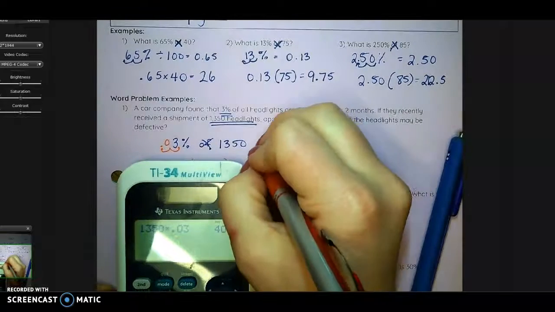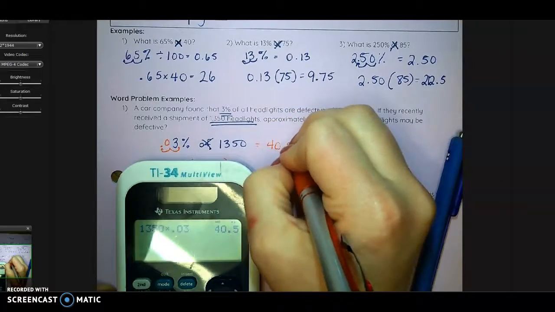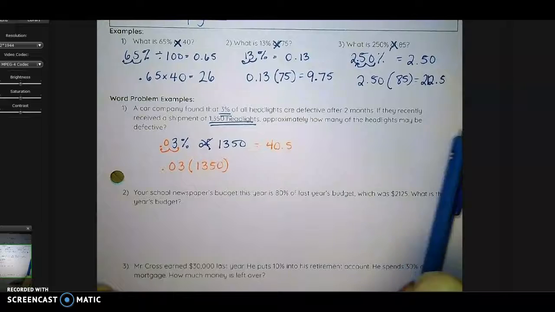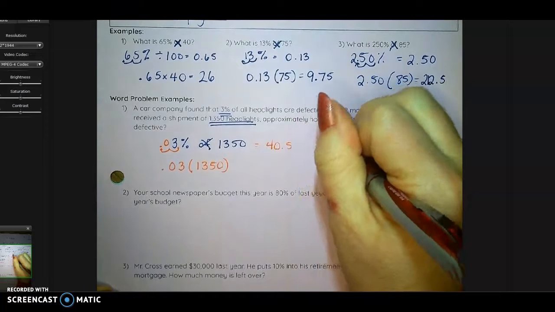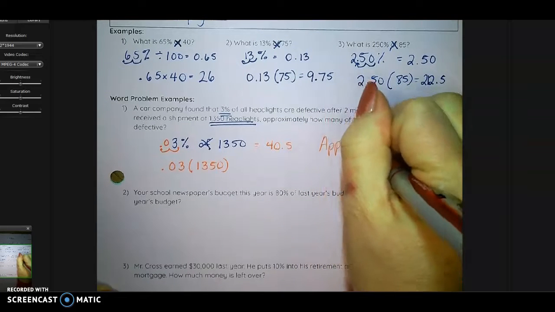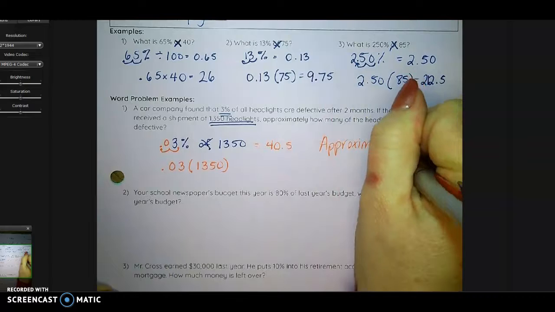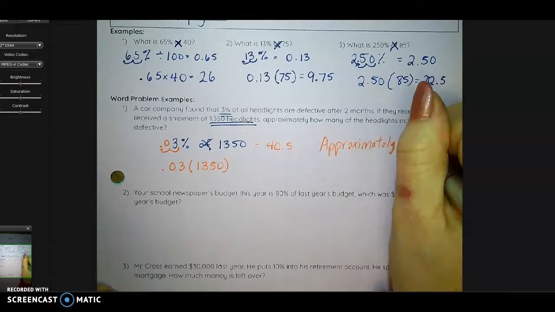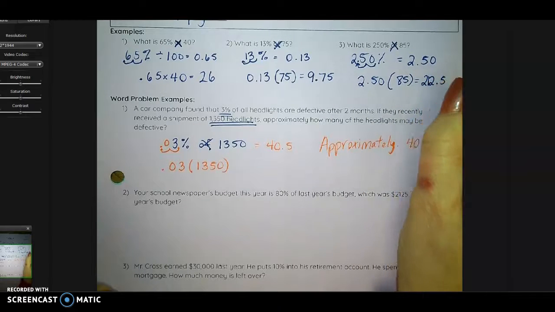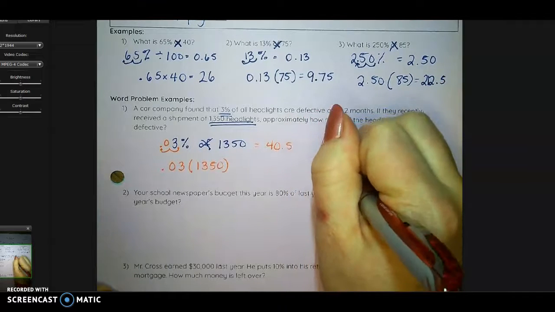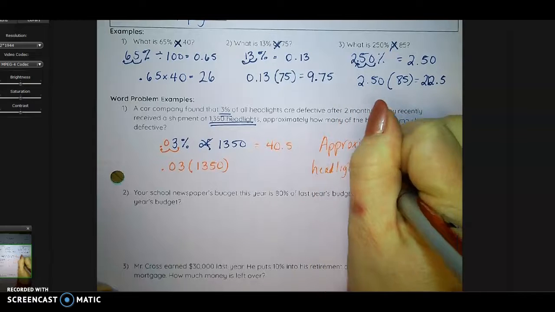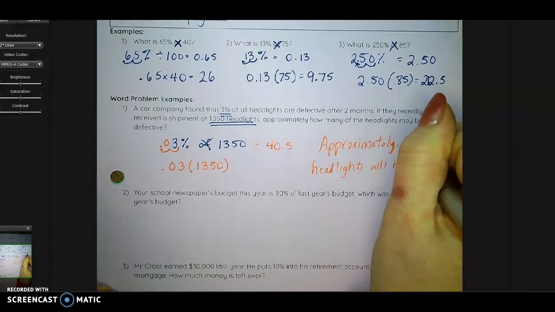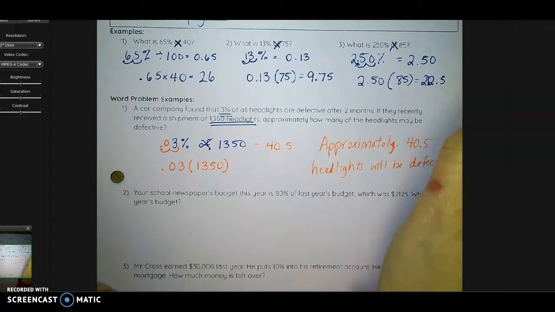Which gives me that they could expect 40.5. So approximately, because you wouldn't have half of a headlight, 40.5 headlights will be defective.